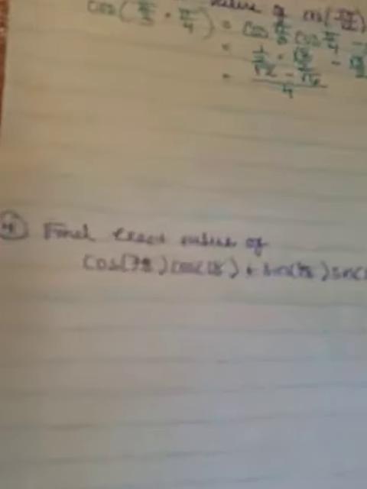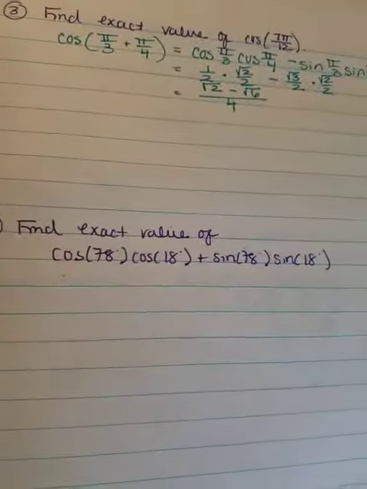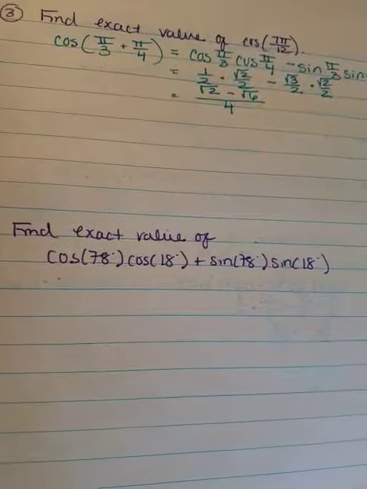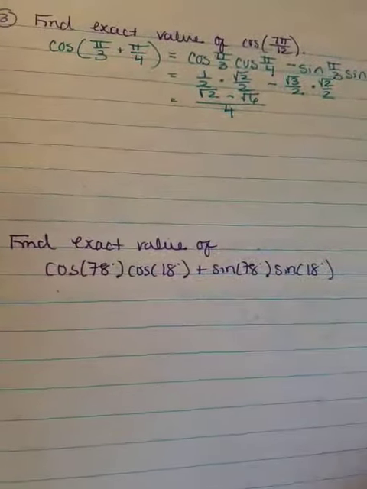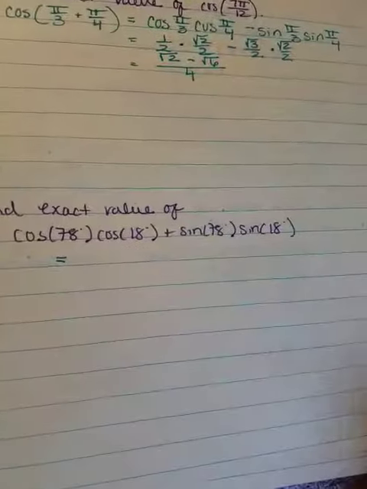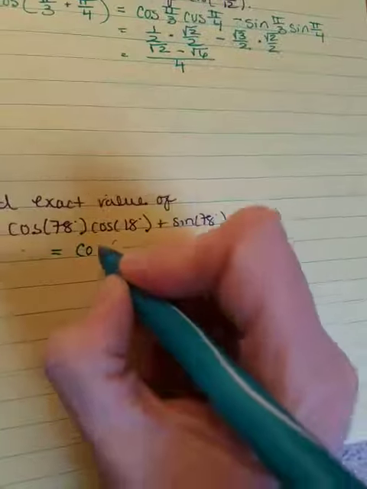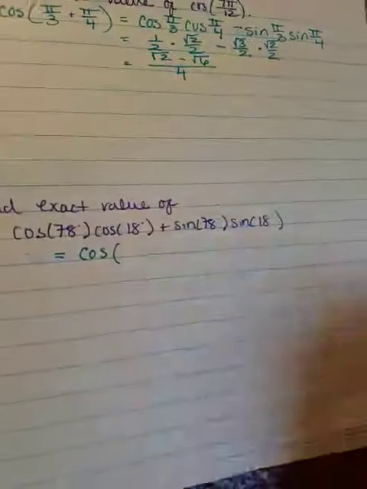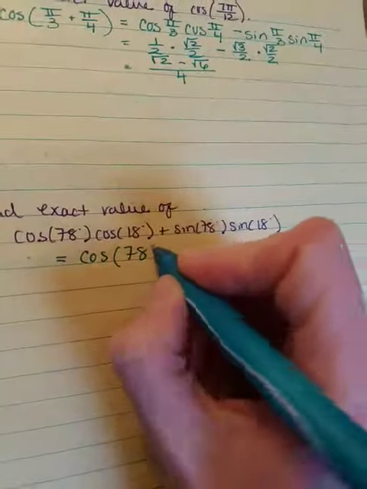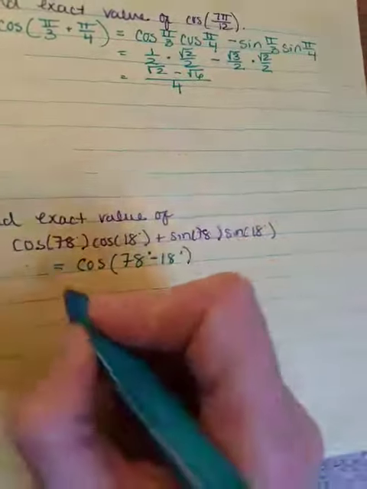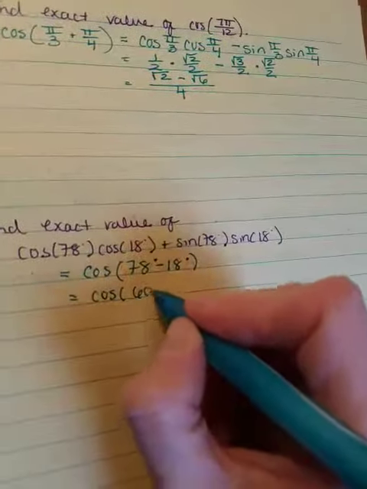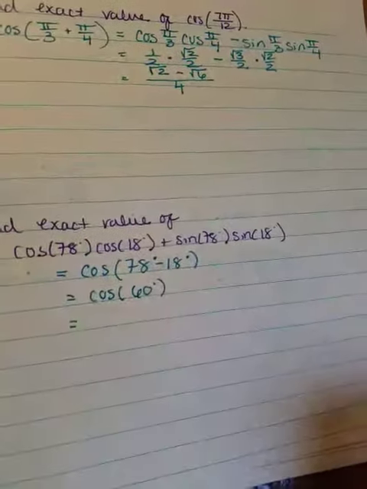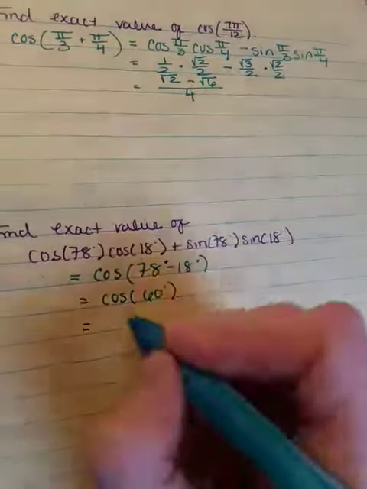So number 4, find the exact value of, so now we're giving you cosine of 78 degrees times cosine of 18 degrees plus the sine of 78 degrees times the sine of 18 degrees. So you want to realize which sum or difference formula this is. We're kind of working the other way. And so this is the cosine of u minus v. So cosine of 78 degrees minus 18 degrees. So that gives us cosine of 60 degrees, and cosine of 60 degrees, that's going to be 1/2.